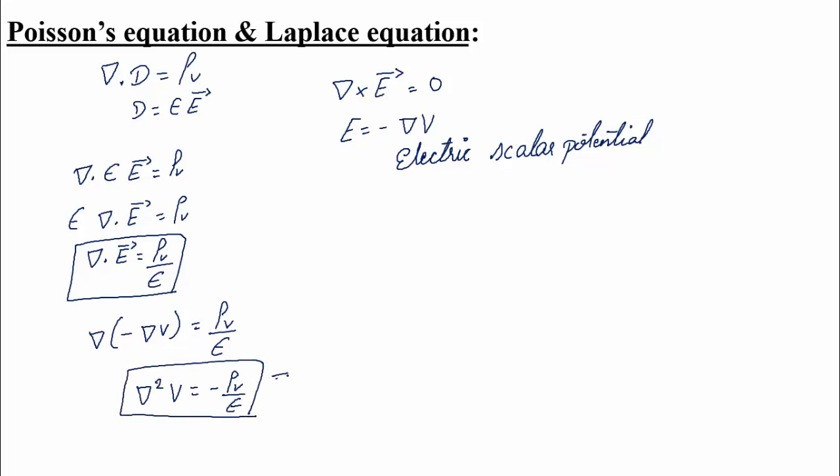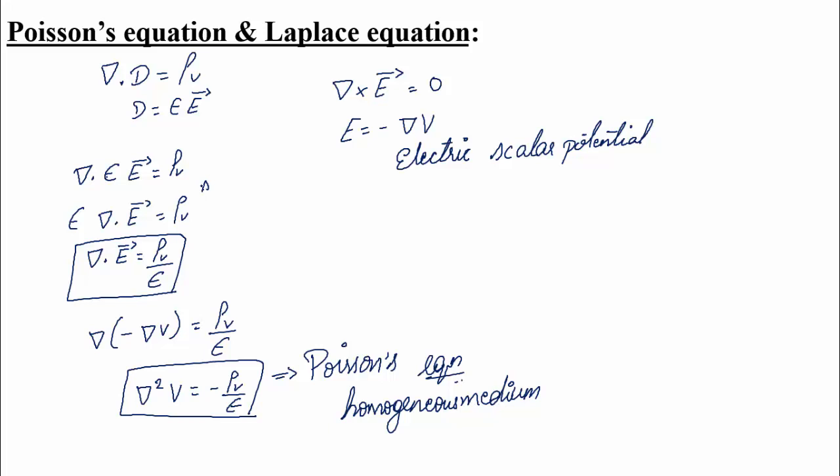So this is Poisson's equation, which is valid only in the case of homogeneous medium. Why is it a homogeneous medium? Here we have considered epsilon as constant and taken it out and then solved. So based on this, the medium is a homogeneous medium. Here only I have made an assumption that it is a homogeneous medium.